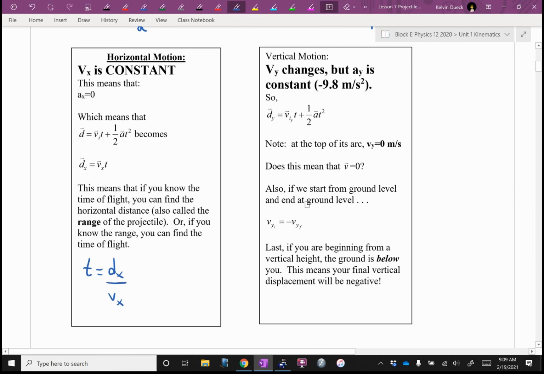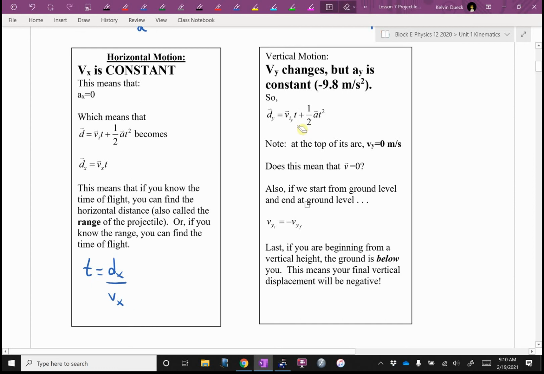No quadratic, no square rooting, much nicer. Okay, I think I said to you last day that most of the time we're going to spend our time finding time. So vertical motion is trickier. Vy changes. Ay is a constant. It's negative 9.8 here on the Earth. So dy equals Vy initial t plus a half Ay t squared.